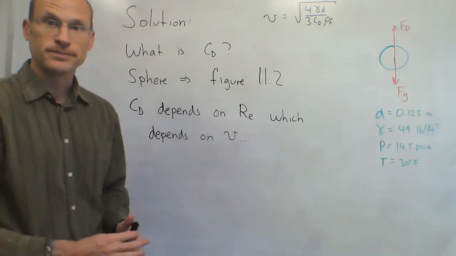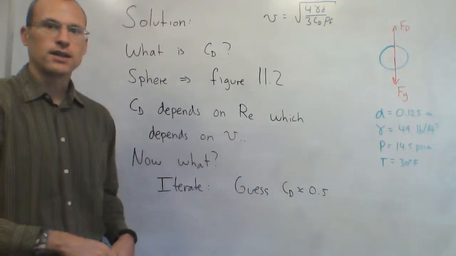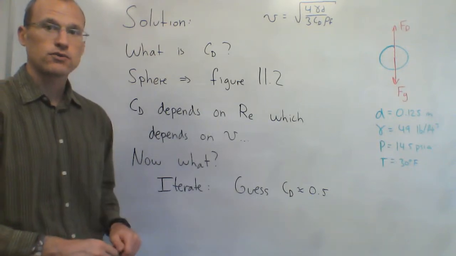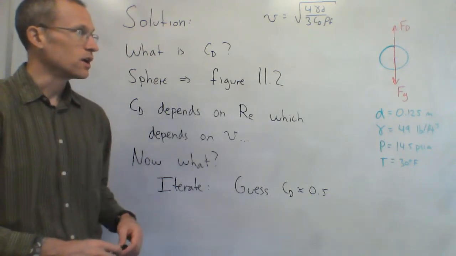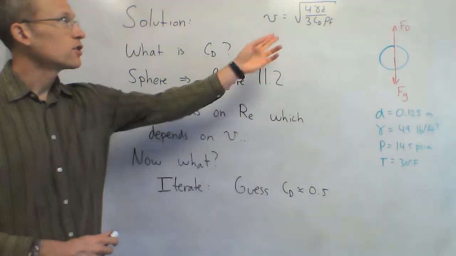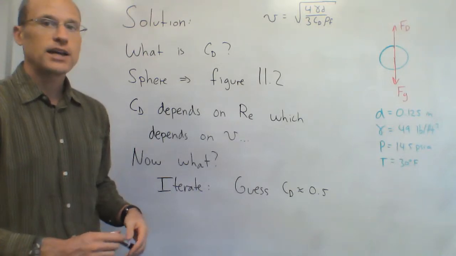So now what do we do? And the answer to that is to iterate. So in other words, guess a value for CD. So I'm going to guess that CD is roughly 0.5. That's a pretty good guess for most spheres anyway. So put 0.5 in there with the previous value of density that I found before. It's going to give me some value of V.